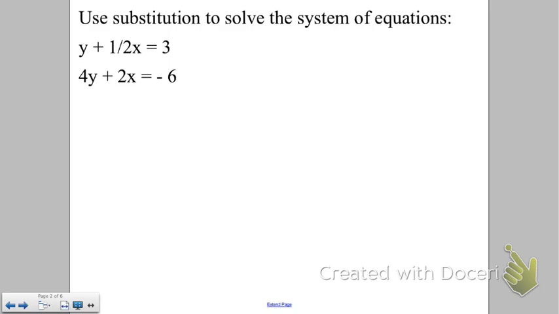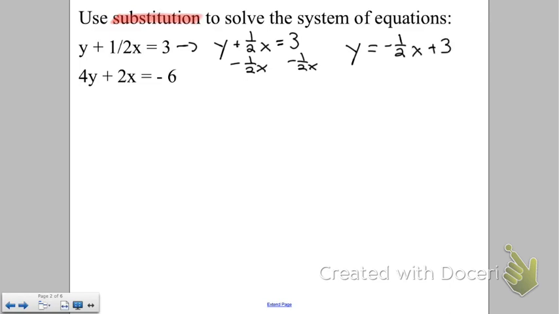So I'm using the same method. I'm using substitution. When I'm using substitution, I need to have one of the variables by itself. It is easier for me to get one of the variables by itself in my top equation. I have y plus 1/2 x equals 3. I can subtract 1/2 x from both sides. And I have y equals negative 1/2 x plus 3.